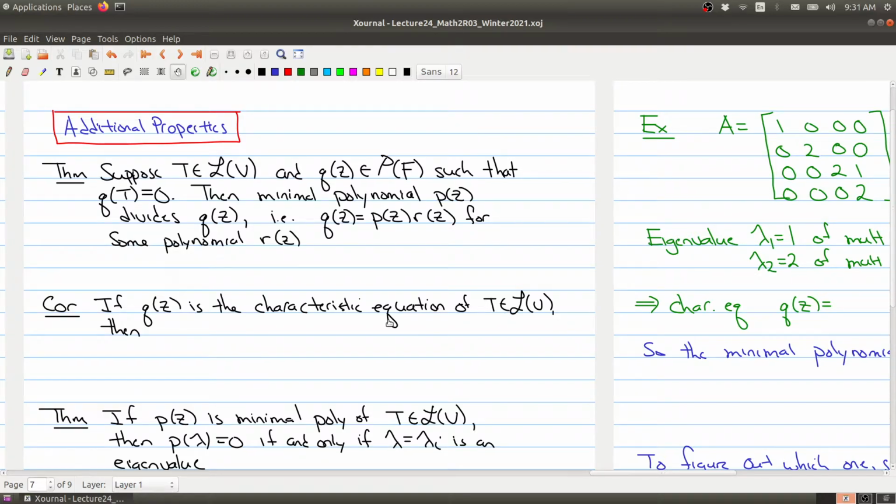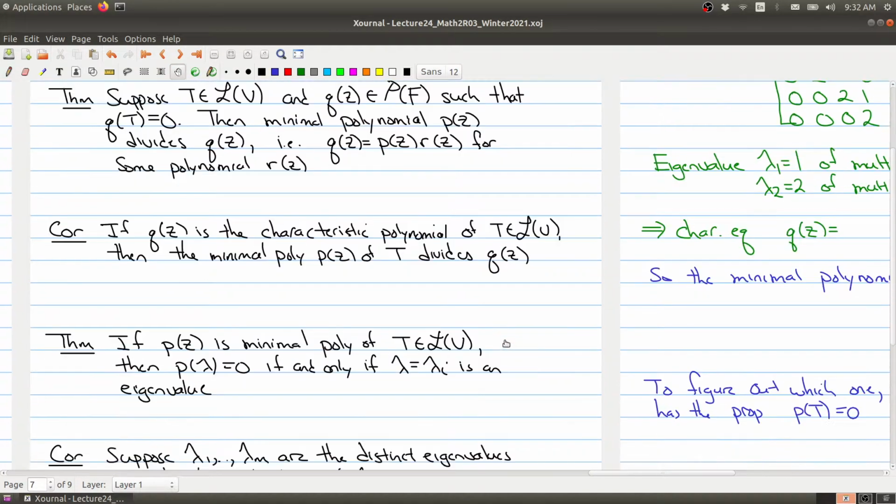Okay, so one thing that we get is that if you take Q of z to be the characteristic polynomial of our operator, I shouldn't say characteristic equation, it's the characteristic polynomial, then we know that the minimal polynomial p of z of T divides the characteristic polynomial. So you have the characteristic polynomial and the minimal polynomial has to divide that polynomial.